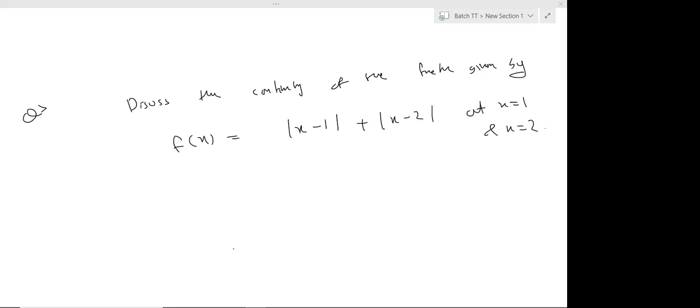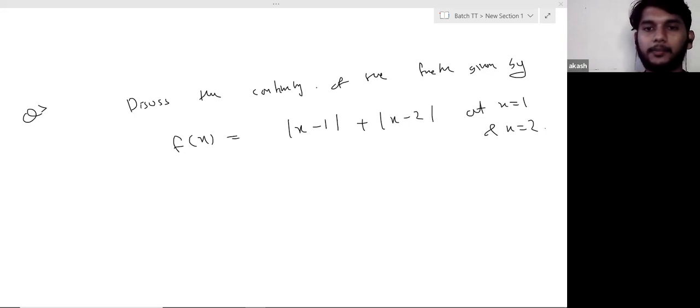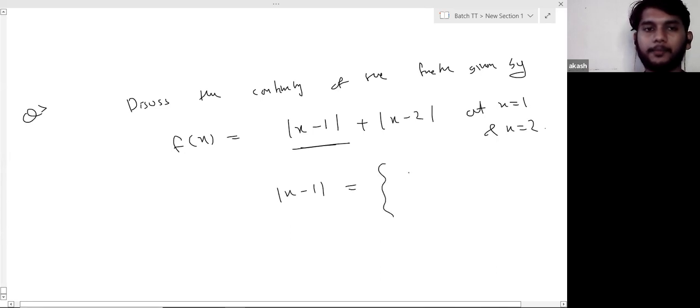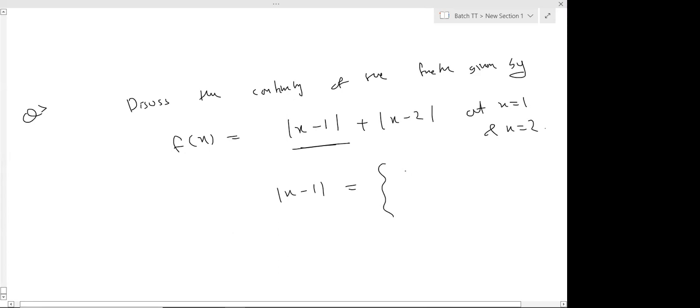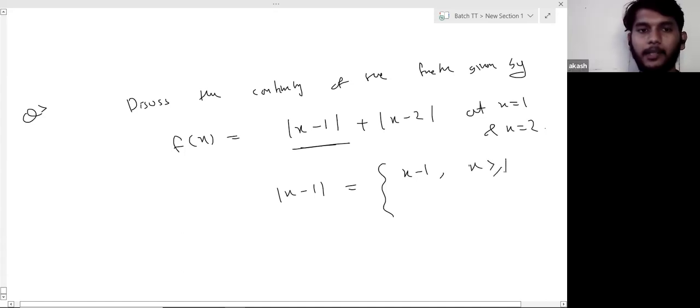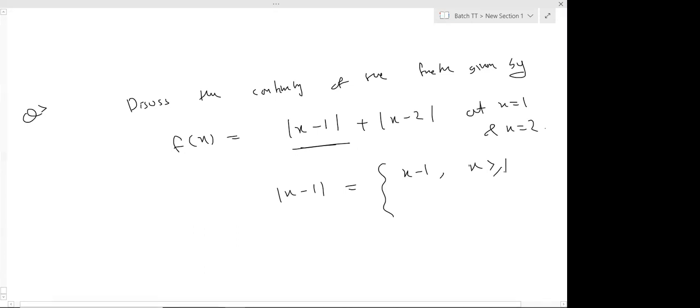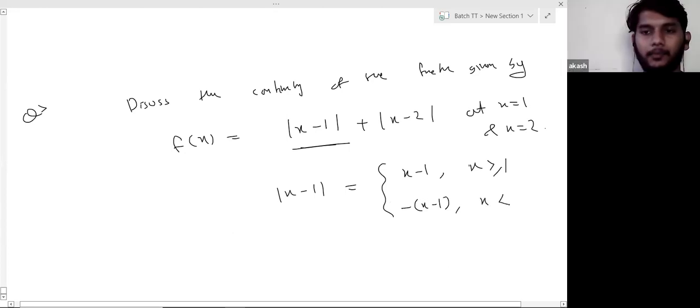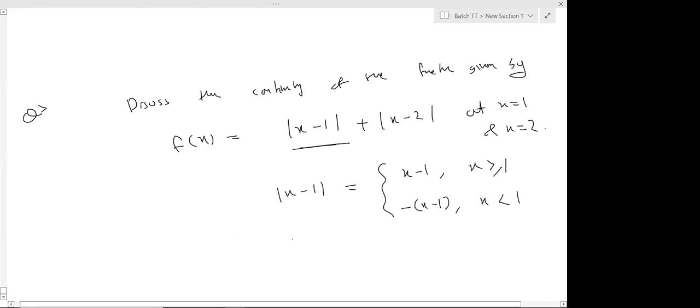All right, let's see. Very simple. Again, let's open this modulus function. Sahil, can you tell me how to open this? X minus 1, and then negative x minus 1. We'll be doing cases. When x is greater than or equal to 1, then x minus 1 is greater than or equal to 0. So I can write directly x is greater than or equal to 1. And then minus of x minus 1 when x minus 1 is less than 0, that is x is less than 1. All right, so this is this.